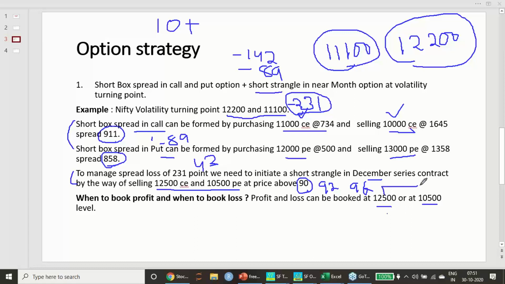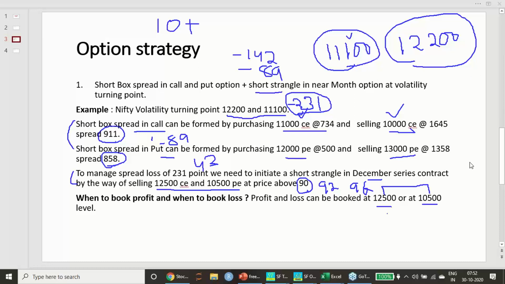come out. So at these points, in the 10,500 to 12,500 level, you will have a maximum profit. However, start booking the profit once the price moves above 12,000. Start booking the profit once the price falls below 11,100 or at 11,100. At that point of time you start booking the profit. A small amount of profit will be there, but start booking the profit, and this will be a good strategy during this volatility time.